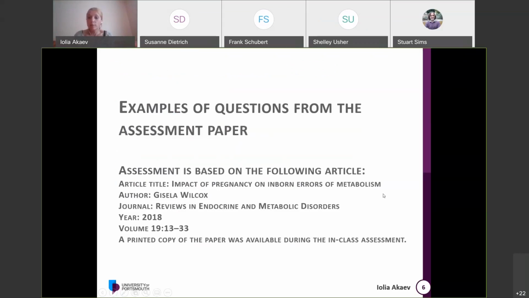You had to read the paper, I would say, 2-3 times to get to grips with it, but once you try, you will understand there was a lot of knowledge students can get out of that paper. So we provided a printed copy of the paper during the in-class assessment, because that was a suggestion from the examination committee as well. They said it would be much better if the students had the printed copy.